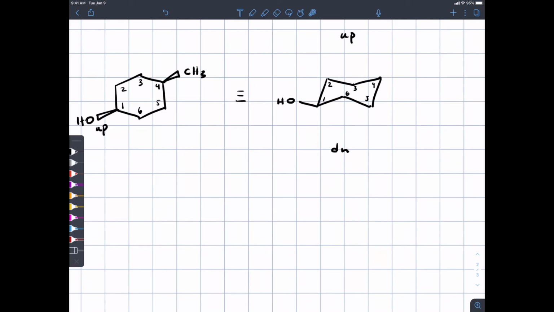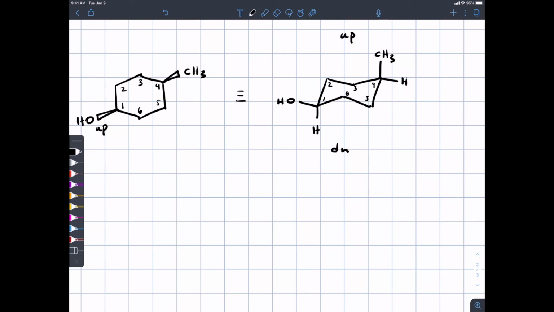Now we can tick along to the methyl group, which is on carbon 4. Carbon 4 is an up carbon, so the methyl group should be where? It should be the up axial position. Good. It would be wrong to put it equatorial.